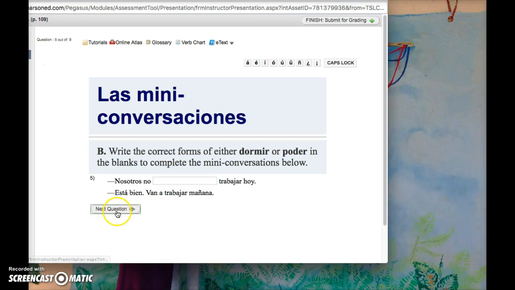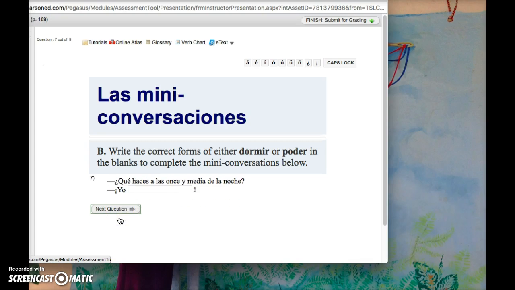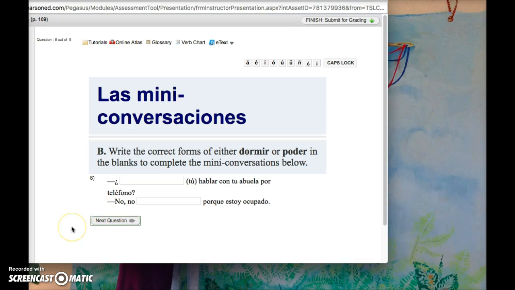I'm going to keep moving forward. Still dealing with dormir and poder. Decide which verb makes the most sense. If you don't know what the verbs mean, you should have looked them up by now. Número 7. Again, choosing between dormir and poder. Seeing a pattern here. Okay, 8. Número 8. Still with dormir and poder.